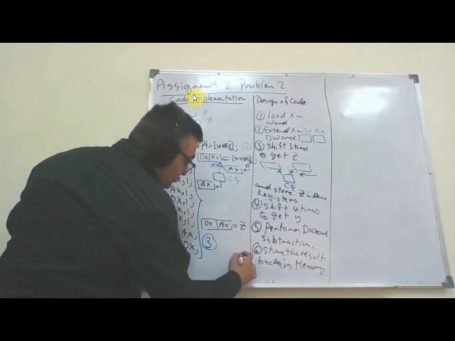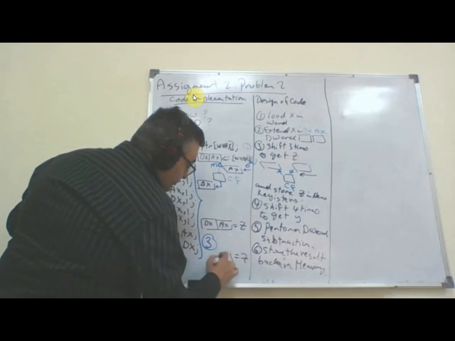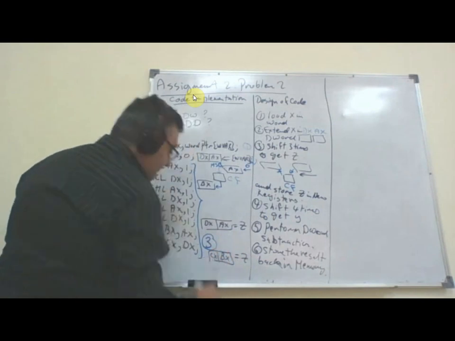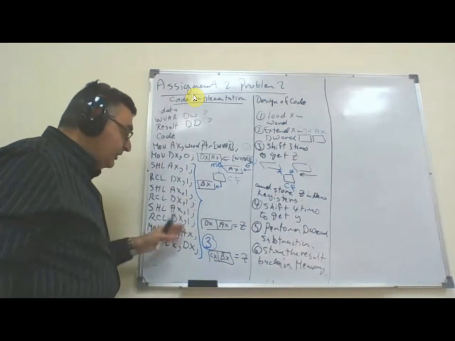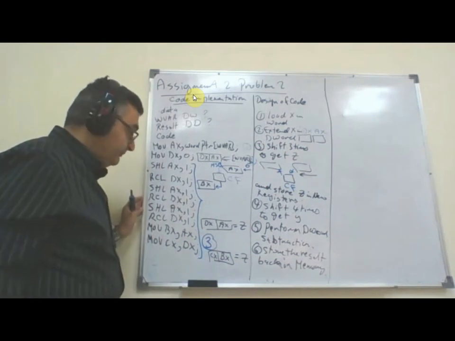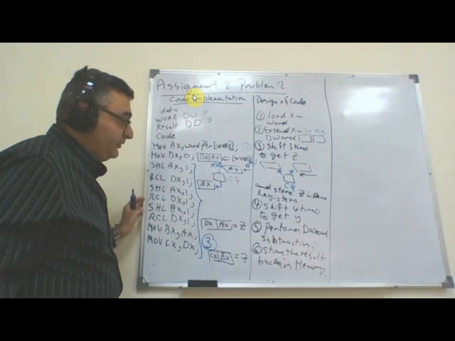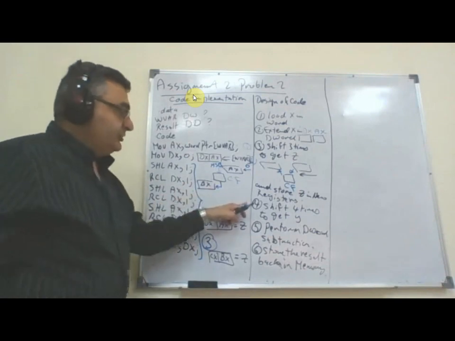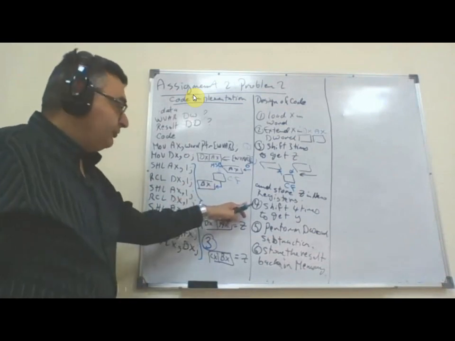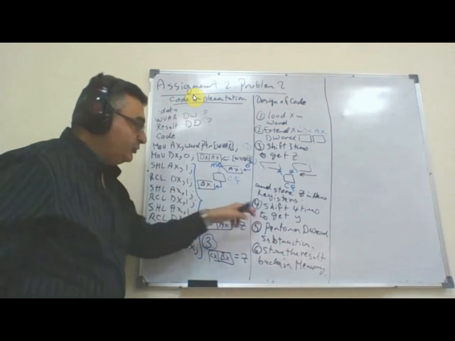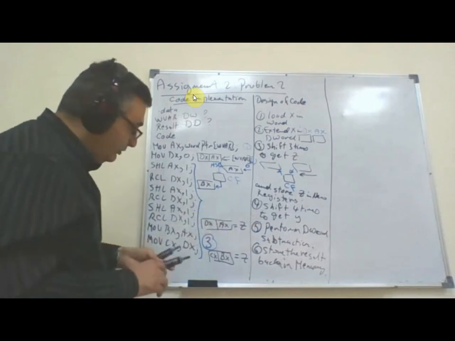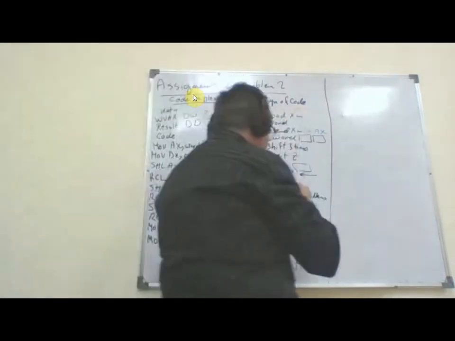Now Z is stored where? Z is stored in BX CX. Move is just taking a copy, correct? Now I finish step number 3. Step number 4 is for continuing this shifting to calculate Y. So we will continue here with the code.